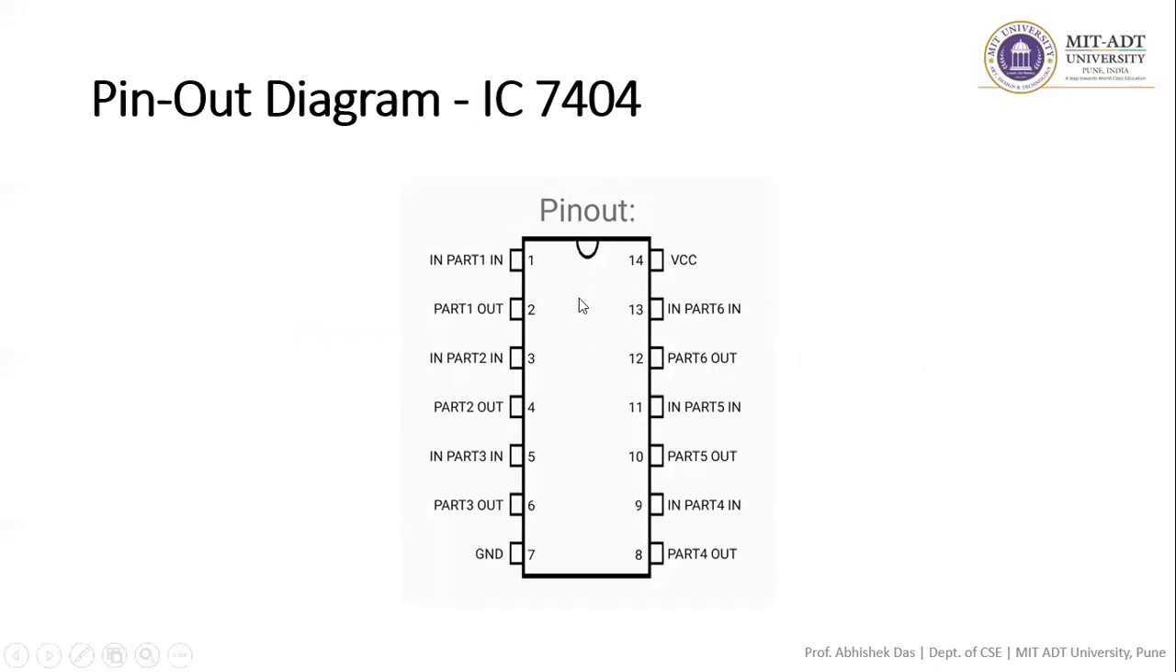Over here, as you can see, pin number 1 is the input and 2 is the output. Again, pin number 3 is input, pin number 4 is output. Pin number 5 is input, pin number 6 is output. Then GND is the ground, so it will be connected to 0. VCC will be connected to 1. Then pin number 13 is input, pin number 12 is output, 11 is input, 10 is output, 9 is input, and 8 is output.